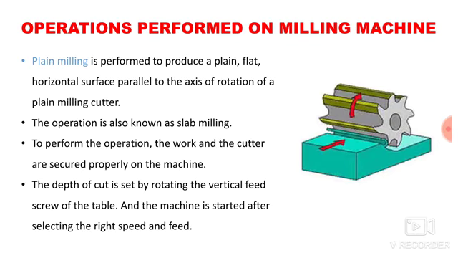First of all, you have to clamp the workpiece over the table of the milling machine, and then you have to fix the milling cutter. The depth of cut is set by rotating the vertical feed screw of the table. So how is depth given? You have to move the table of the milling machine in the vertical direction. With that you can give the depth, and after that the feed is given. So that is all about plane milling.